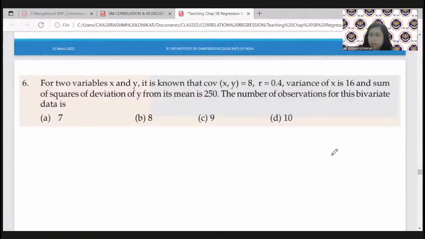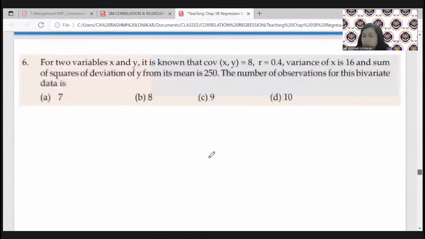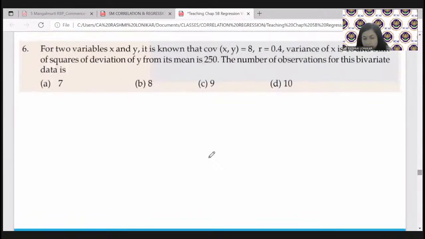Okay. Last sum for the day. For two variables x and y, it is known that covariance xy is 8, r is 0.4, variance of x is 16, and sum of squares of deviation of y from its mean is 250. The number of observations for this. No, this is the covariance sum that I will be taking up next time. Okay. So that is all for today.